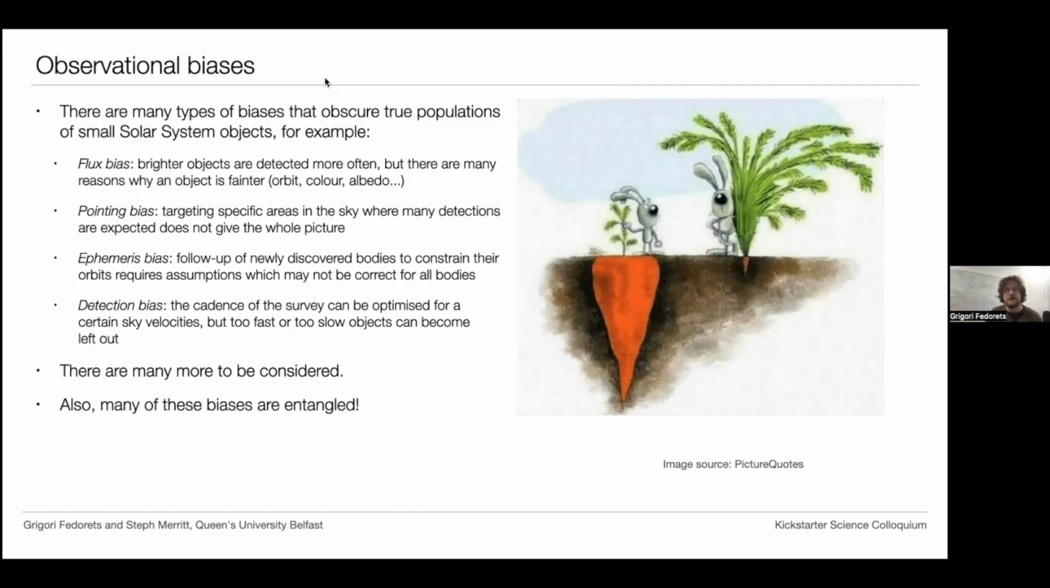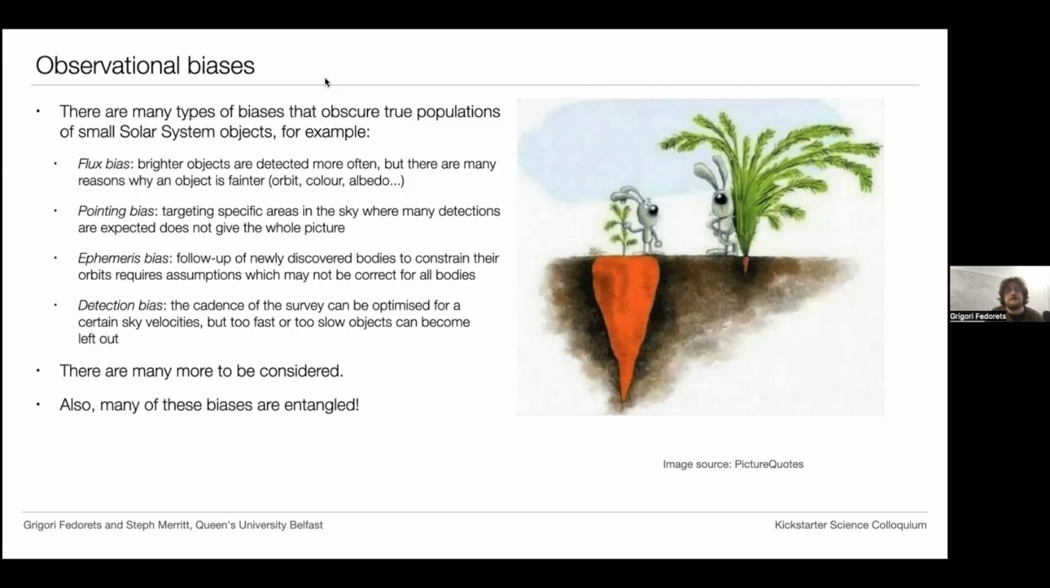It may be further away at the moment. It may be darker. It may be observed in a filter where it is darker compared to the other one. Then, for example, there's a pointing bias, which is targeting specific areas in the sky where many objects are detected, but they don't give a full picture. For example, the NEO surveys often point towards the ecliptic and do not discover many objects off the ecliptic.